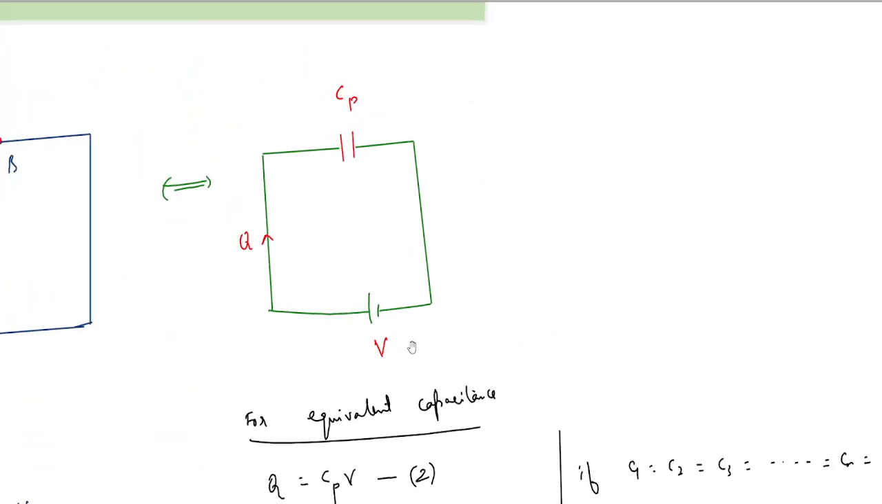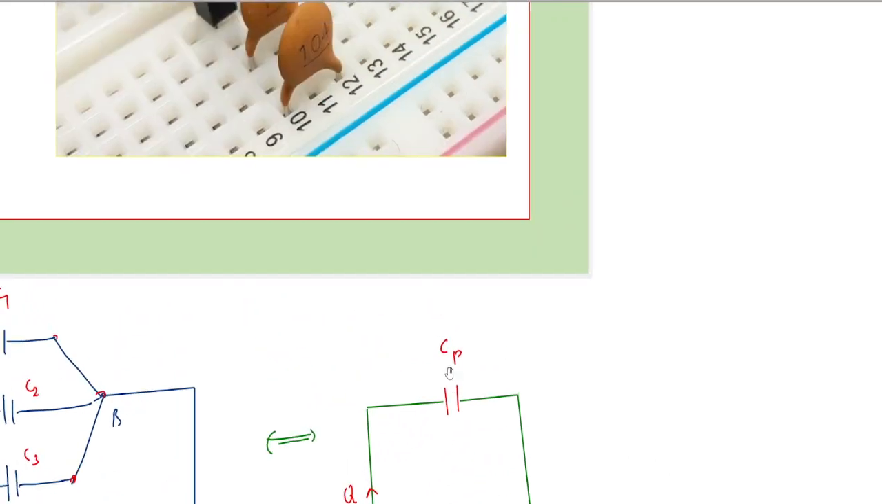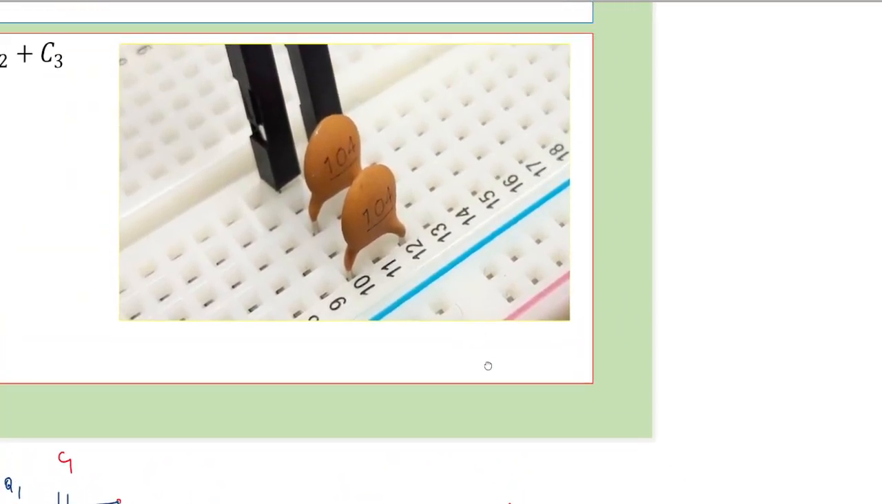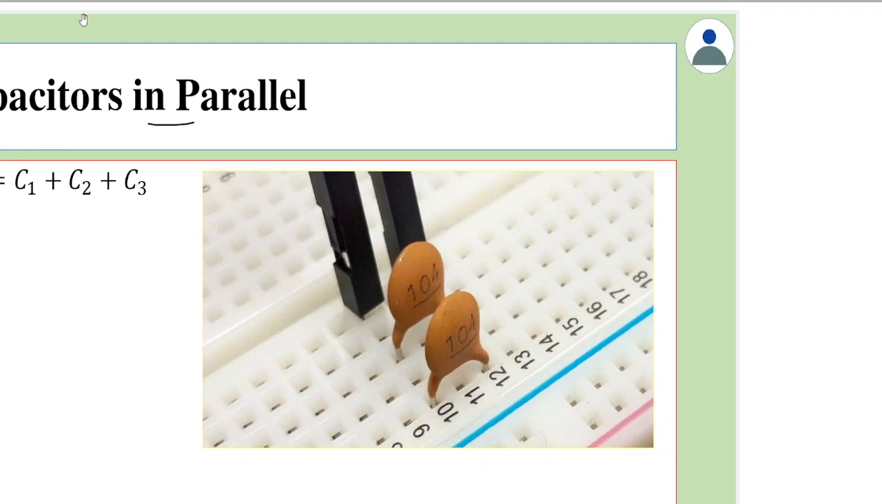Now let us look at a diagram or a practical observation of a parallel combination. As seen here, there is a combination like this. So we find this and this are in parallel combination. If you connect all of this to a single source of battery, this will be in parallel combination. So this is the effective capacitance in a parallel combination.